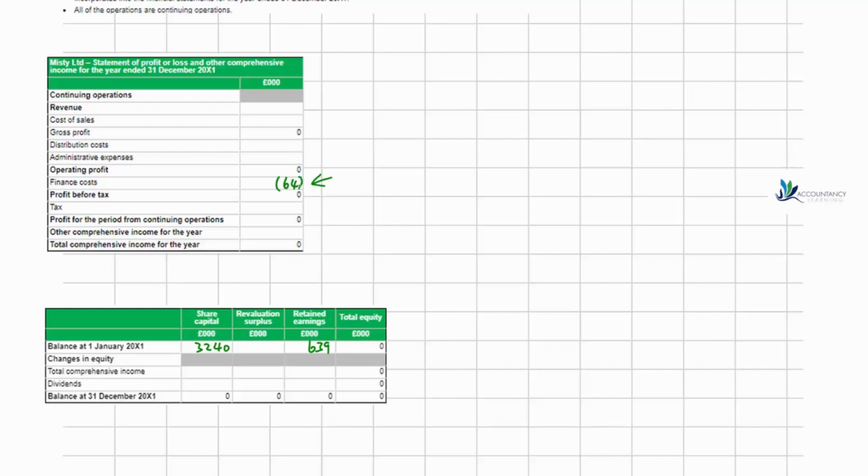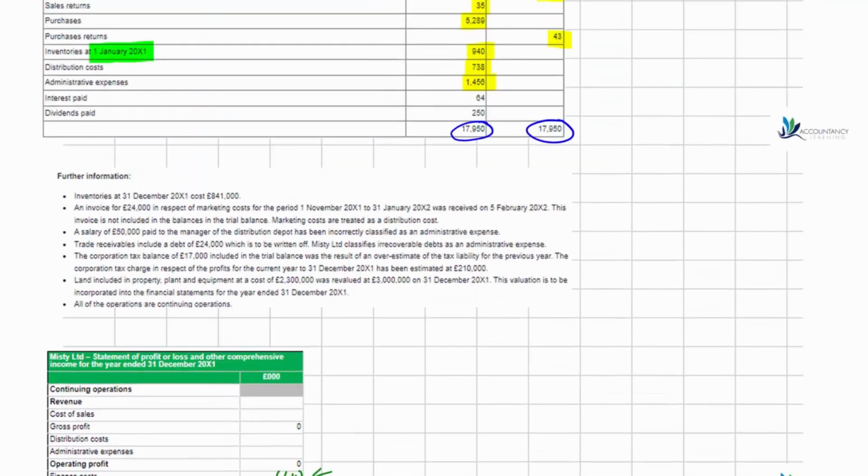But pay attention to the instructions in the assessment. Sometimes it will tell you whether or not it should be shown as a negative number. So yeah, we've used that number, we can highlight that. And finally, we've got dividends paid.